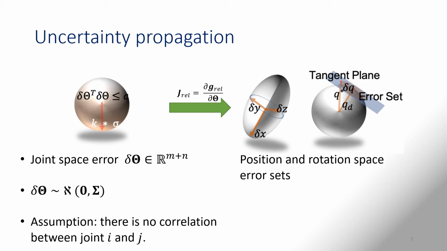In order to obtain the task space error, we propagate the joint space error to the task space using J relative. By doing so, we obtain the position error set as an ellipsoid in R3 and the rotation error set as an ellipsoid in the tangent space of the unit quaternion sphere.